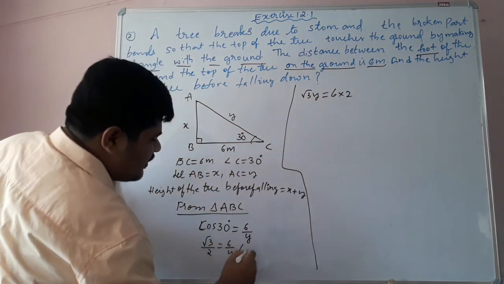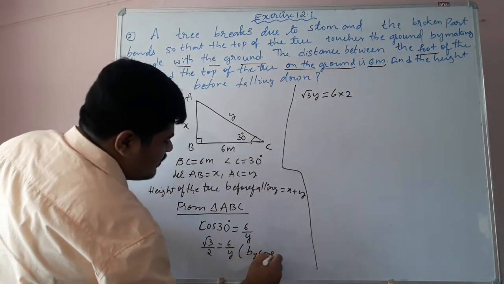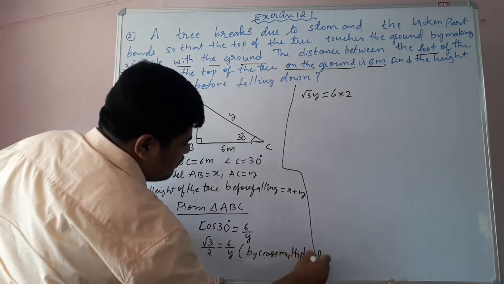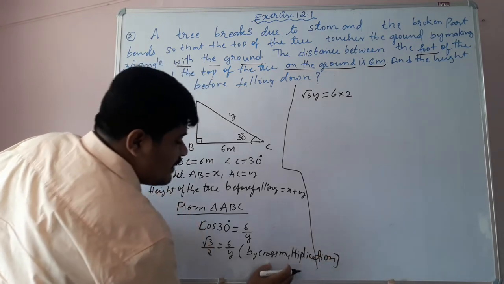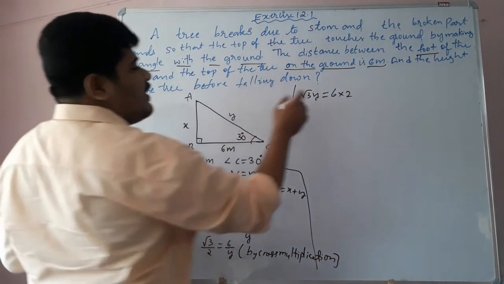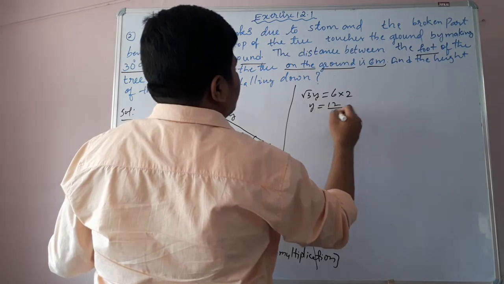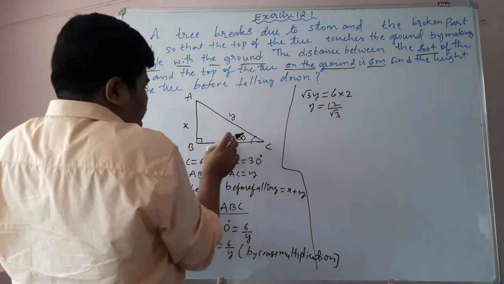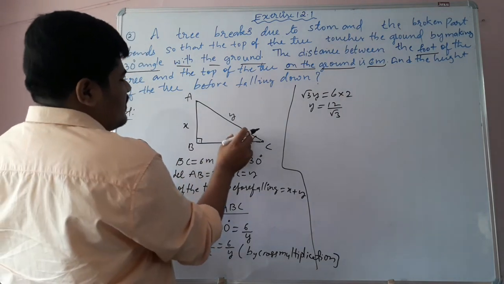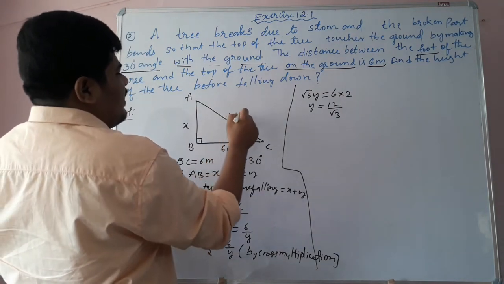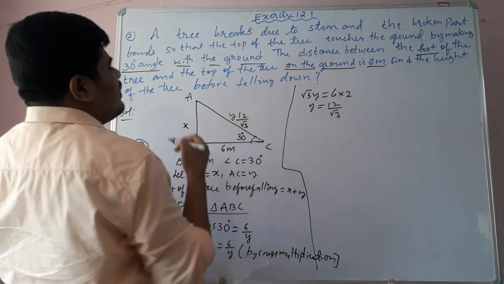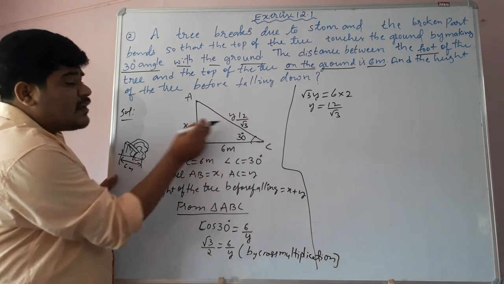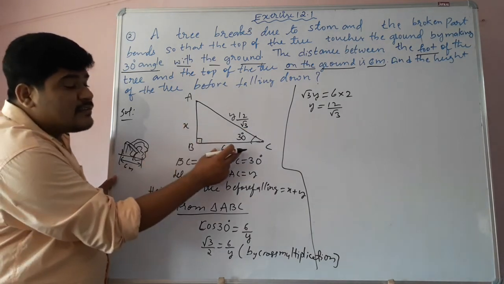So in brackets you write by cross multiplication. So by cross multiplication, we are getting this. Now y is equal to 12 by root 3. Okay, so keep like this. Now students, we have with respect to 30 adjacent side, and we got this y value as 12 by root 3. Okay, fine.